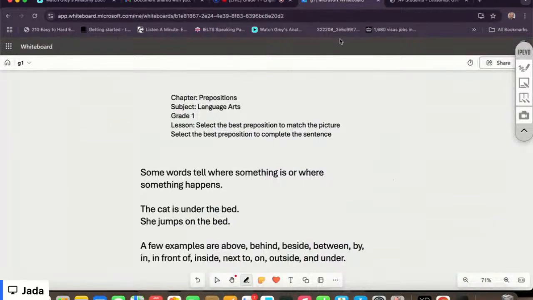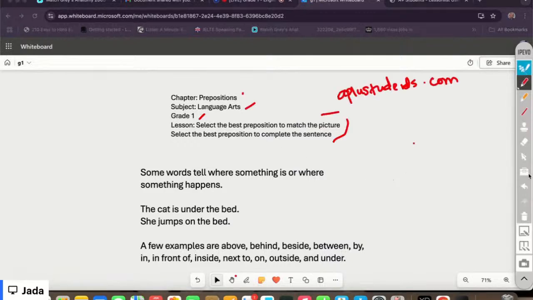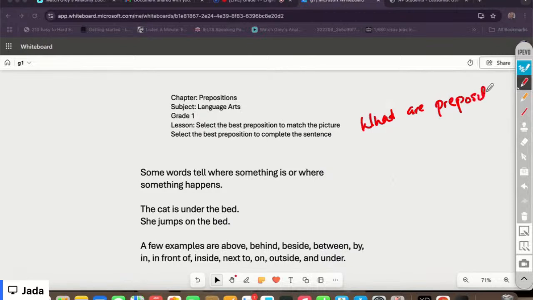Okay, so first off, we need to note what the preposition is all about. So we would find out what are prepositions. Now some words tell where something is or where something happens. So a preposition will be telling us where something is or where something is happening.